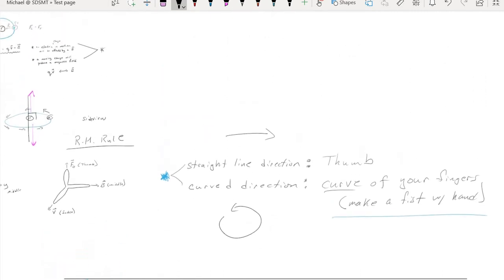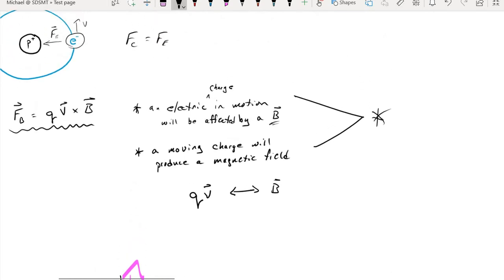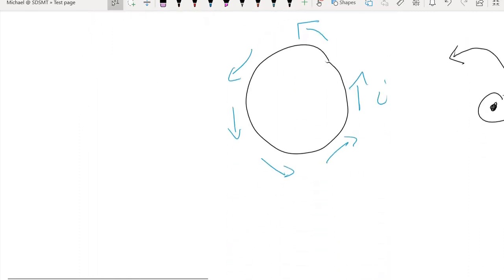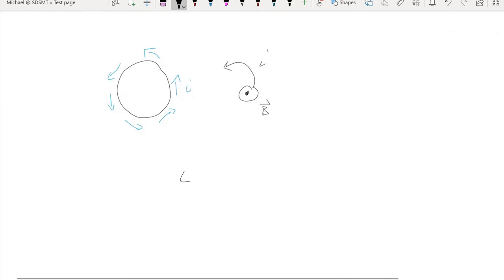Now, we said up above that moving charge can affect magnetic field, and that magnetic field can affect moving charge. To reiterate that, another way of saying that statement is that current can produce magnetic field. And case in point, right here, we have some current moving in a circle, and we are going to produce magnetic field through the center of that circle that is pointing out of the page towards us.